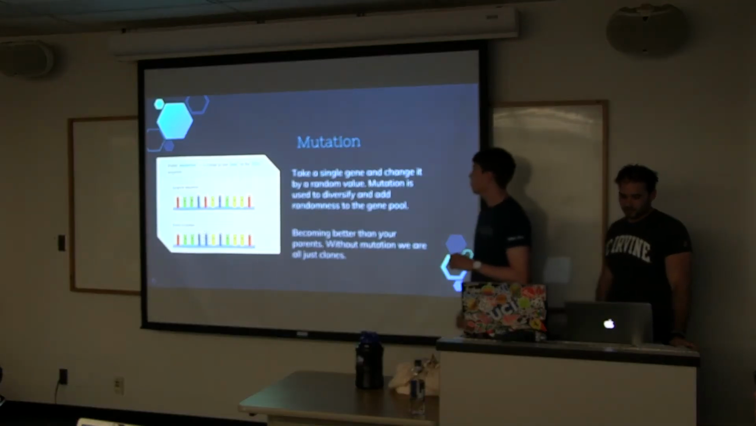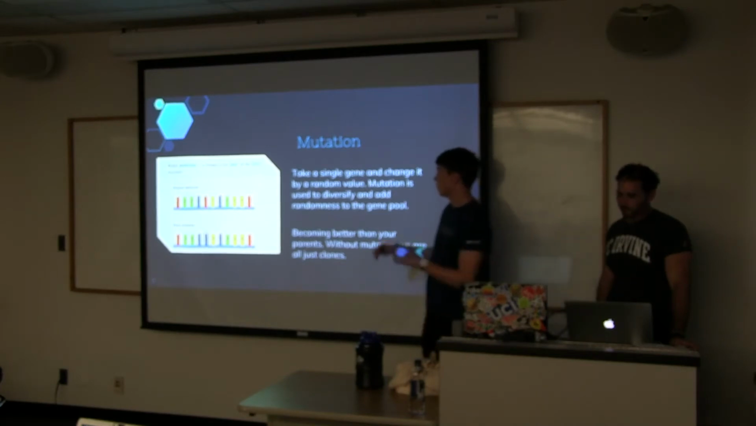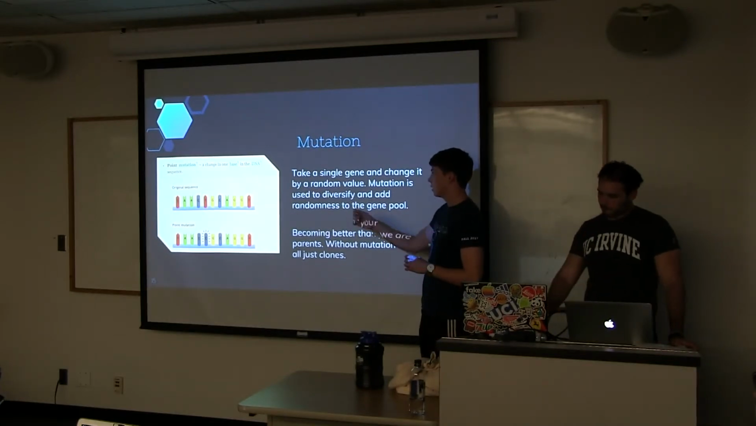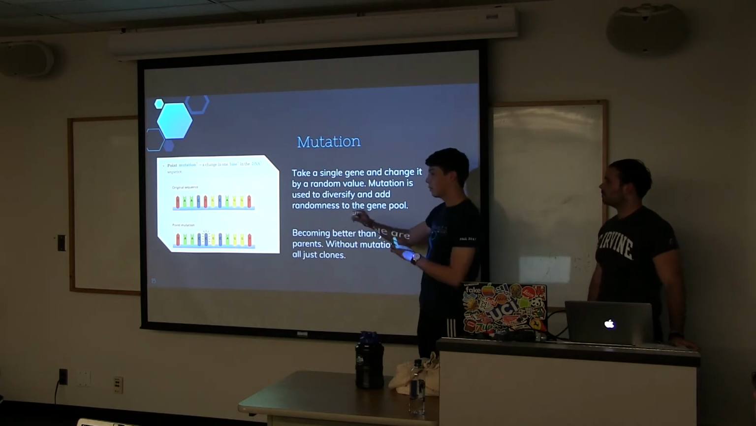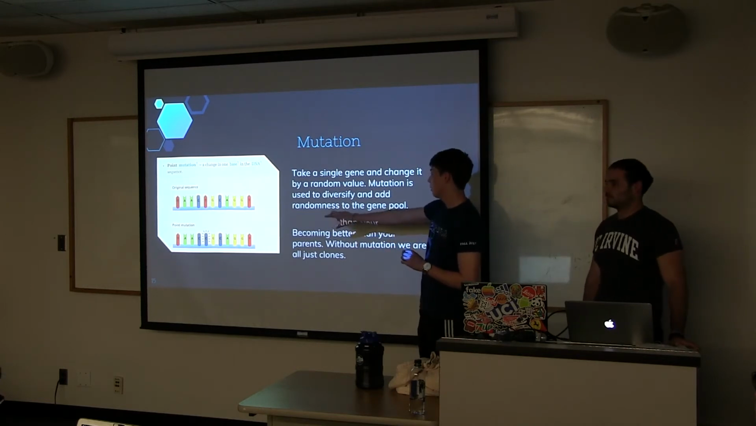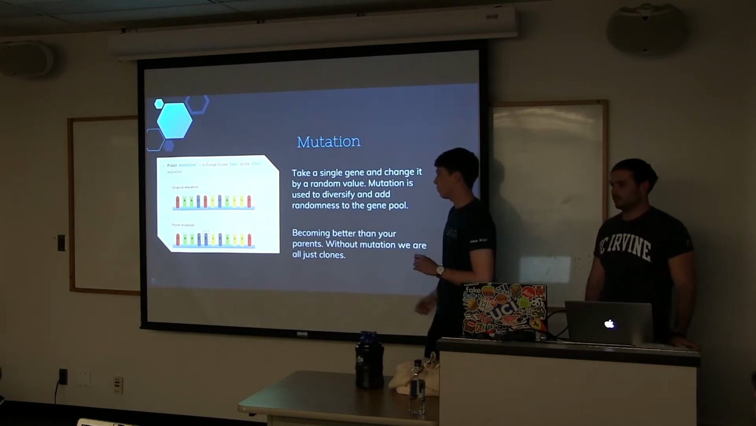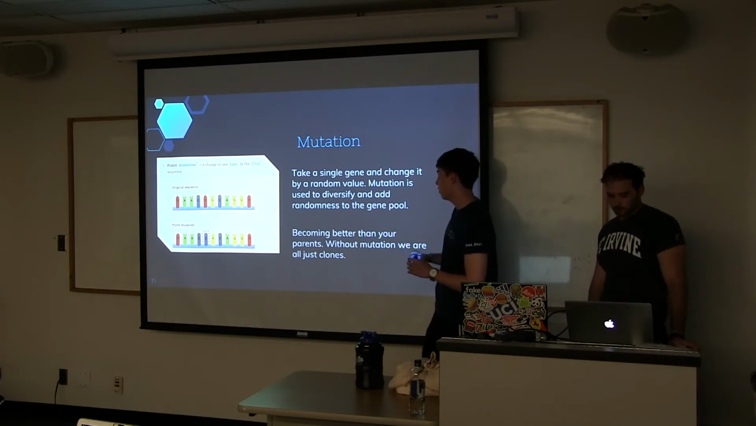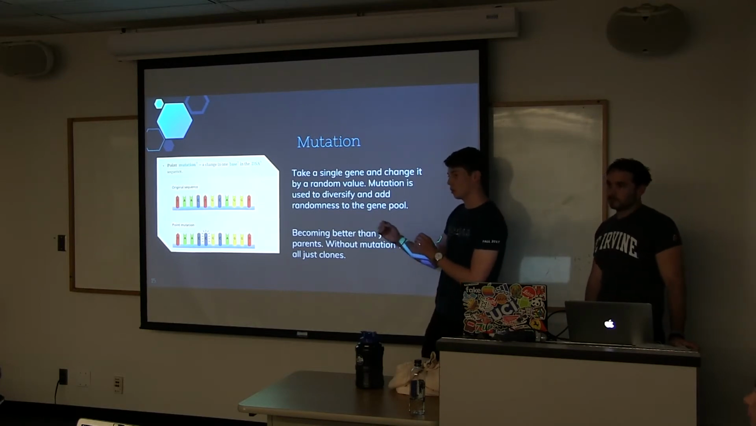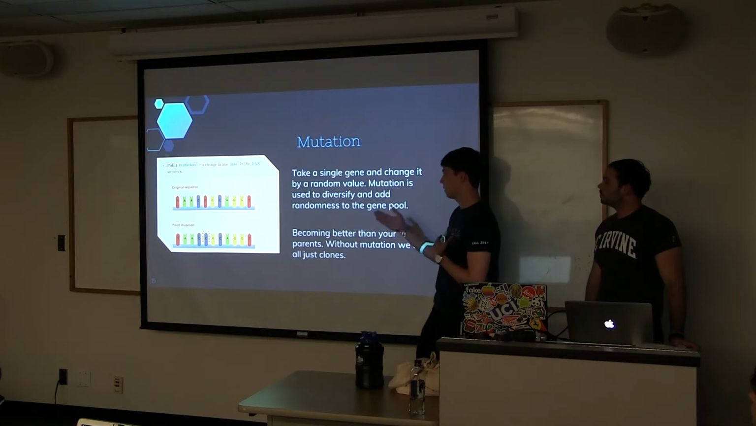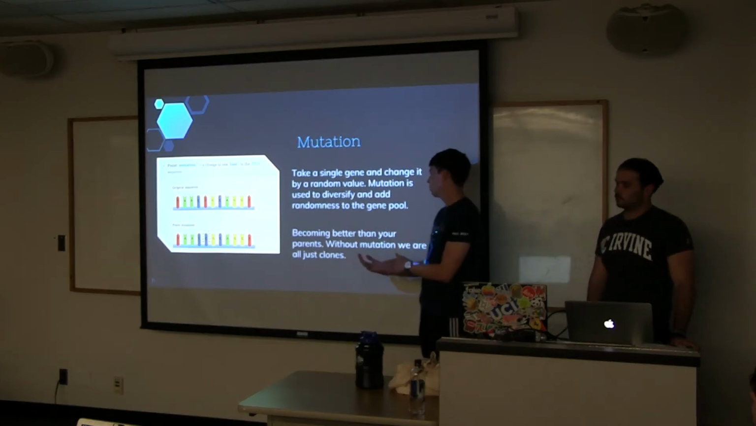And the other thing we use is mutation. So you're taking a single gene and changing it by a random amount. So you'll randomly change a part of a gene by a random amount. So it's not just the same one you're changing by a random value. You'll randomly change certain ones. And what this does is basically add diversity to the gene pool, right?